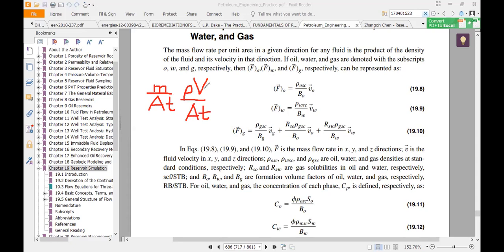And okay, no, this V is volume. So if you look at it, this still equates to... so I'm just breaking this down so that you can relate what you have in equation 19.8 to what I've discussed so far.